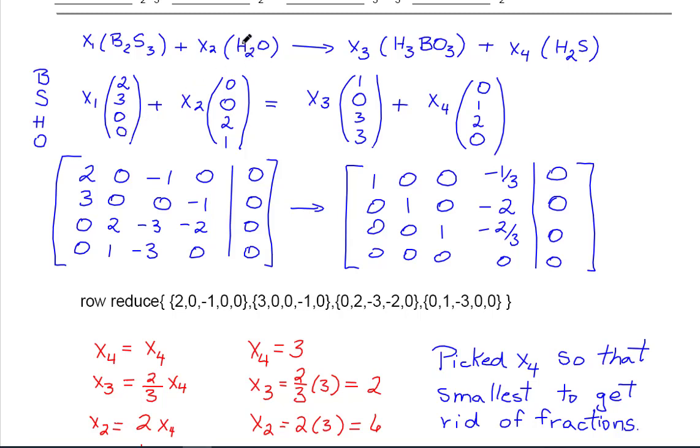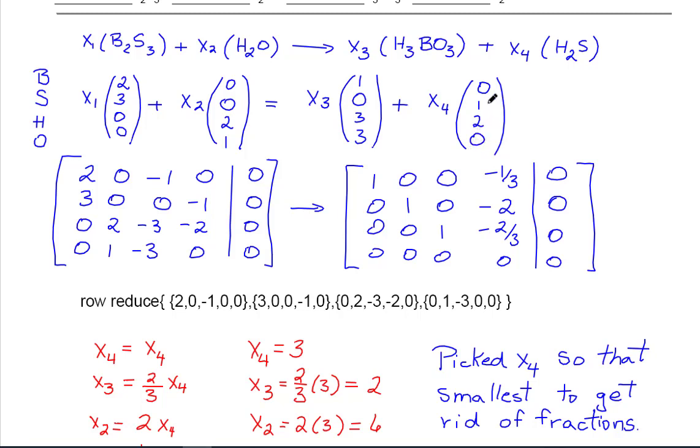On the next one, I have H2O, no B's, no S's, two hydrogens, one oxygen. And that has to equal to, let's see, I have one B, no S's, three H's, and three O's. And finally here on my last one, H2S, no B's, one S, two H's, and no O's.